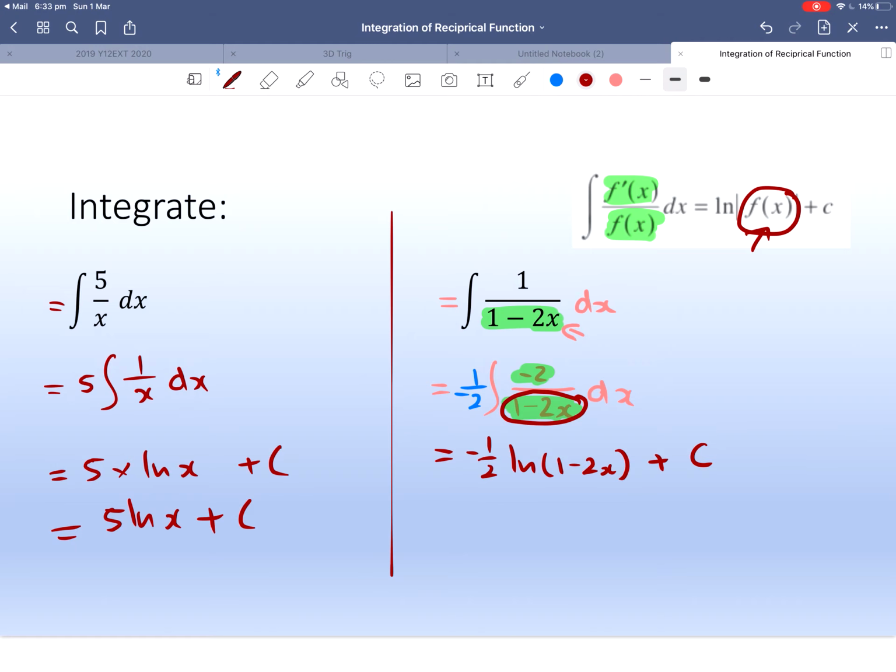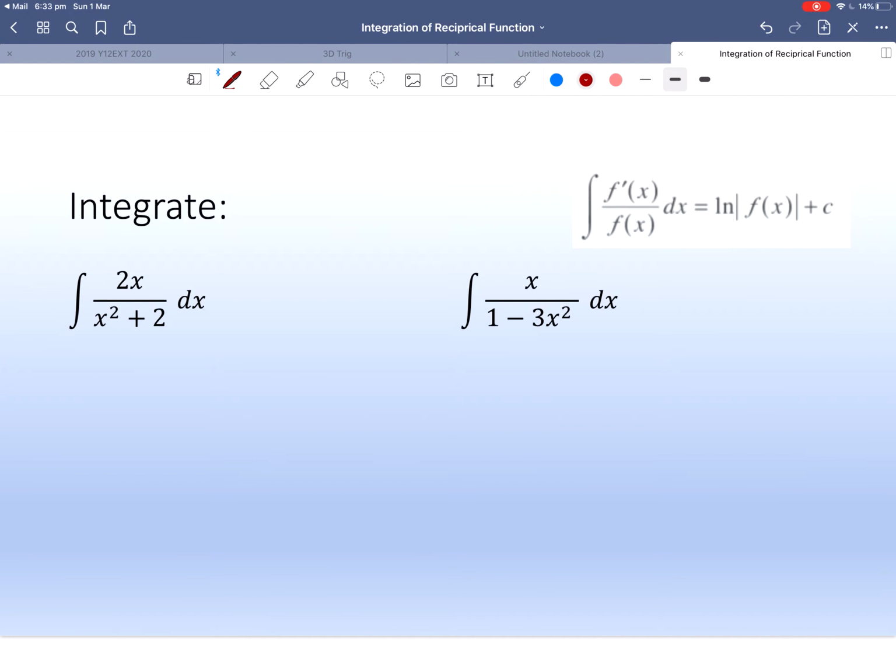What I'm going to do is I'm going to do another 2 questions that will rely on this a little bit more. Okay, next one is that now we've got a bit higher powers, but it's pretty obvious that the derivative of the bottom is at the top. Okay, so I can go straight to my answer. Log, what's our function? It's all that. So it's going to be x squared plus 2 plus c. So pretty straightforward. Okay.